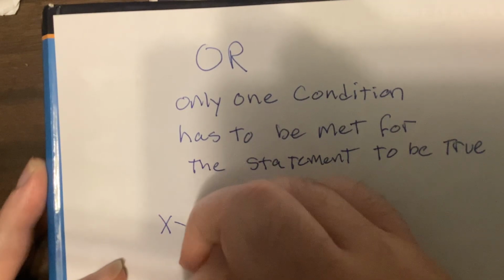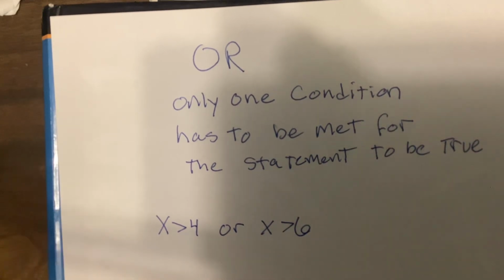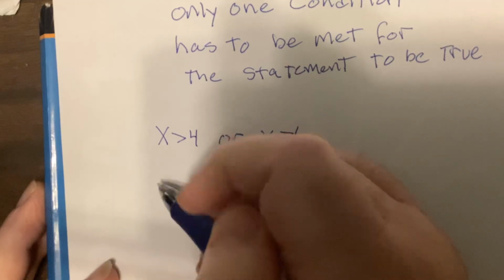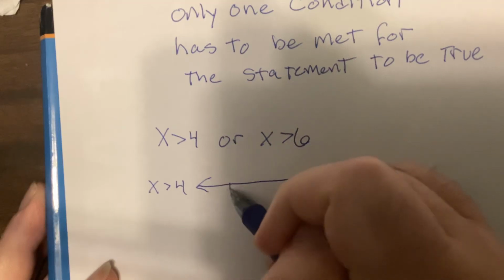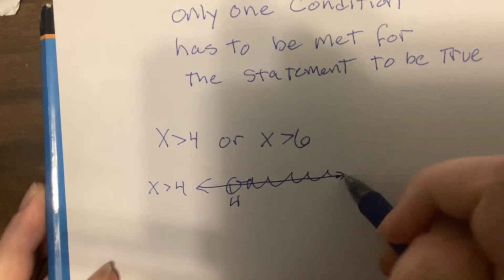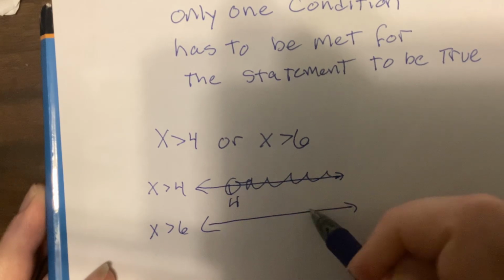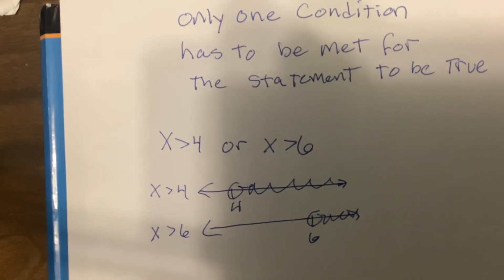So if I have x is greater than 4 or x is greater than 6, and I want all the answers that would cause that statement to be true. Well, here's greater than 4. And here's greater than 6. So "or" is wherever there's shading. If it causes one to be true, it's part of the answer.